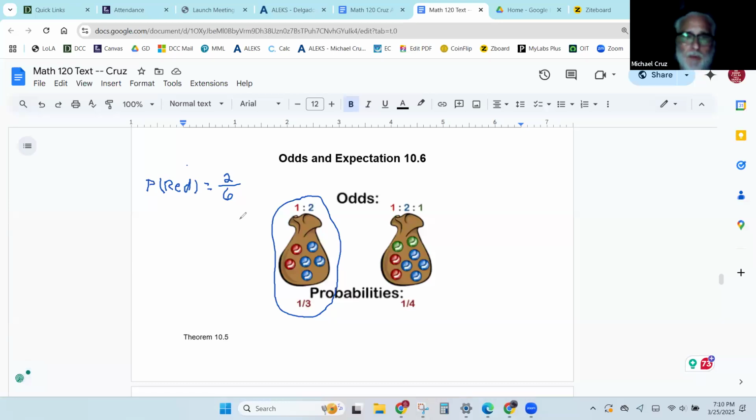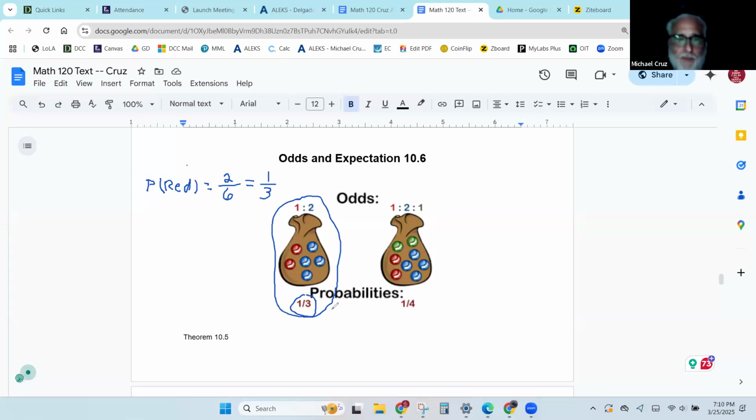Now, we always want to simplify our probability, so we have a 1/3 chance if we reach in that bag blindly and pull out a marble, we have a 1/3 probability that we will get a red marble. And that's what that means right there. There's our 1/3 probability for red.